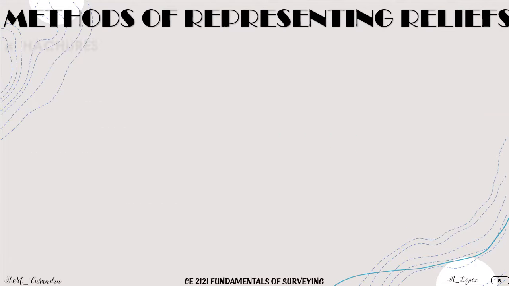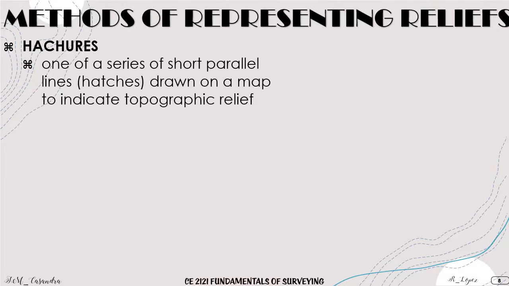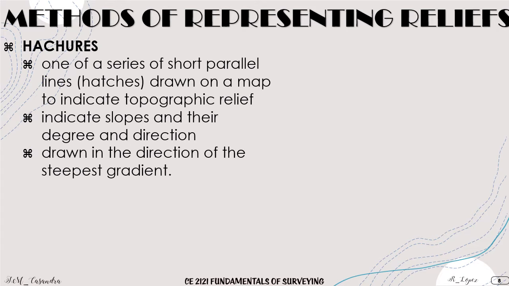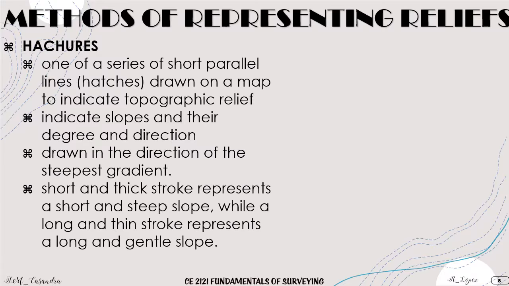Okay. So next method, we have your hachures, one of a series of short parallel lines or hatches drawn on a map to indicate topographic relief. So it indicates the slope and the degree and direction of the slope or of the relief. So it's drawn in the direction of the steepest gradient. So a short and thick stroke represents a short and steep slope, while a long and thin stroke represents long and gentle slopes.